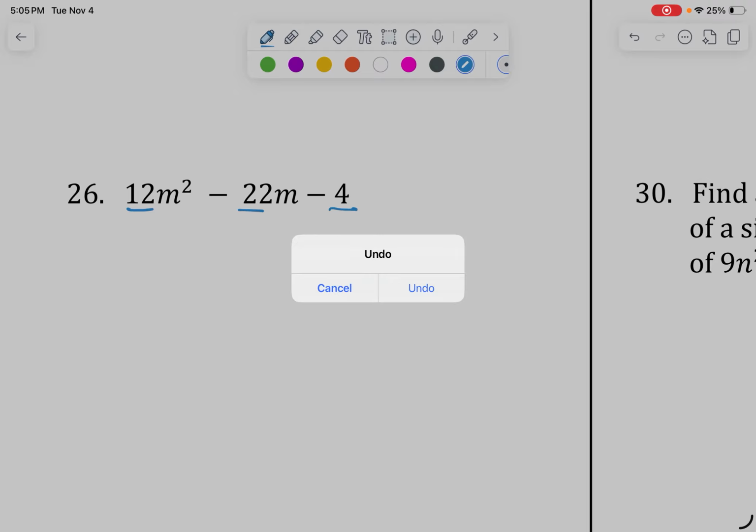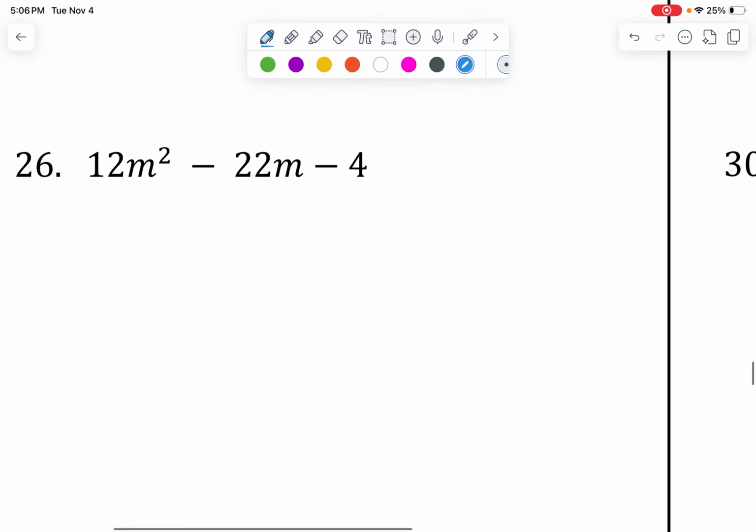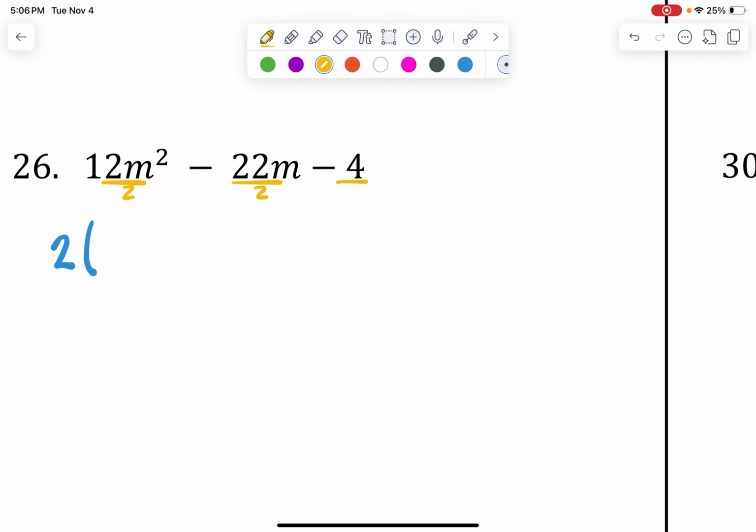Okay, sorry. If you don't notice the GCF at the beginning, then you just need to remember to see it at the end. Okay, we talked about that in class a lot. All right, so I did notice that there's a 2 that all of these have in common. So I'm going to take out the 2, which remember means that we're dividing all of these terms by 2.